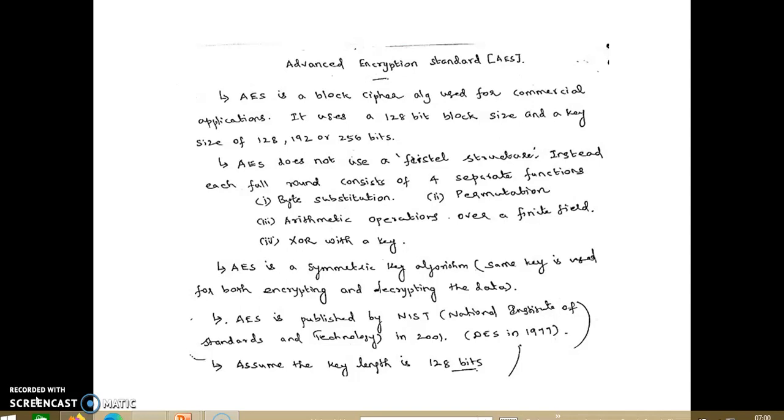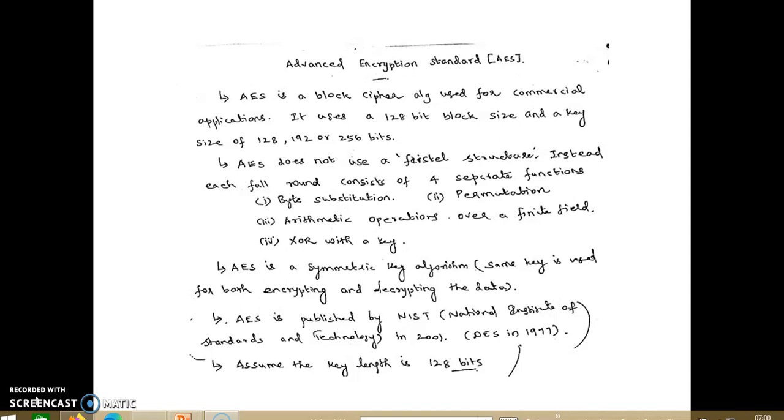Instead, each round consists of 4 separate functions. One is byte substitution, the second one is permutation, third one is arithmetic operations over a finite field, and the next one is XOR with a key. So these 4 operations or functions are used in a round. AES is a symmetric algorithm, which means the same key is used for both encryption and decryption.